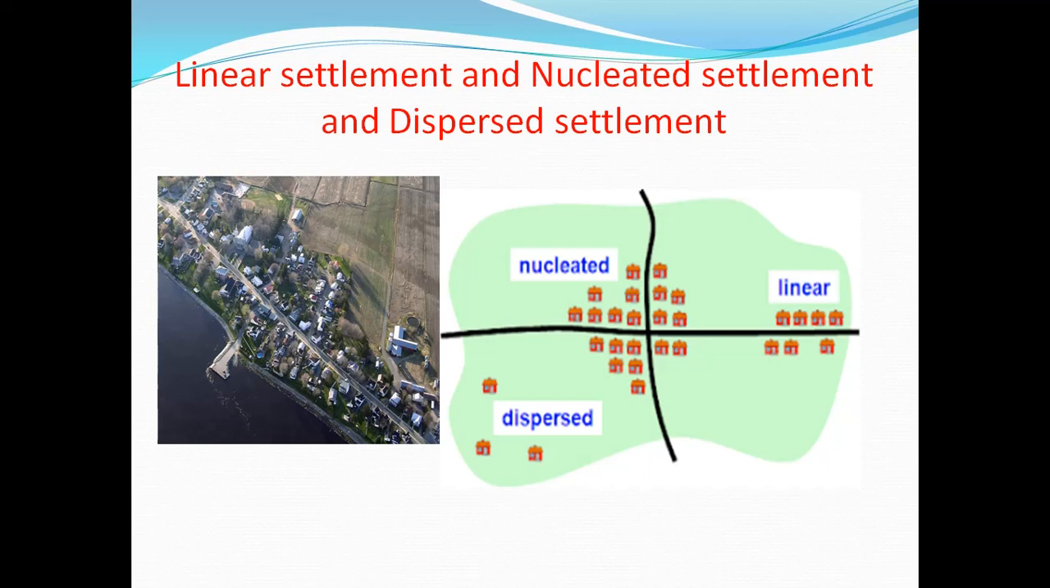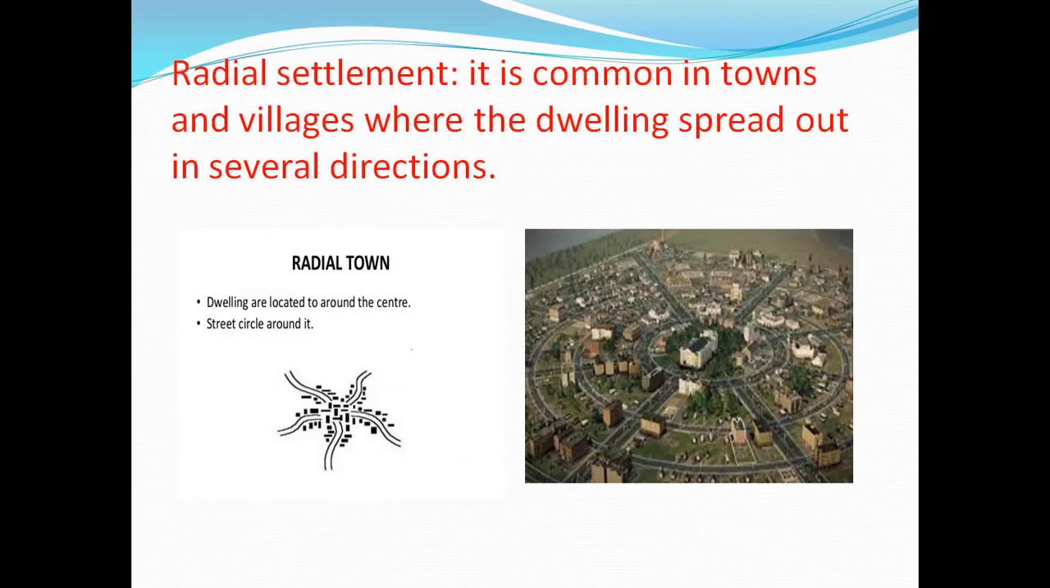Another type of settlement is radial settlement. Such settlements are common in towns and villages where dwellings spread out in several directions. Usually a center point is there, maybe a temple, maybe a business place, maybe a central place where others are coming and going. In that type of place, radial settlements are found, where all buildings and houses are spread out in different directions. That is called radial settlement.